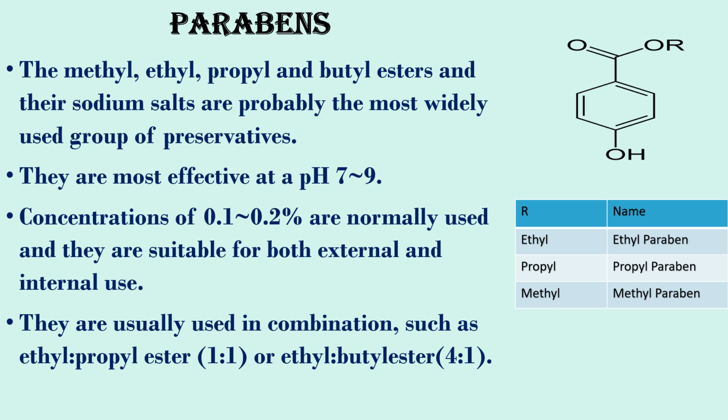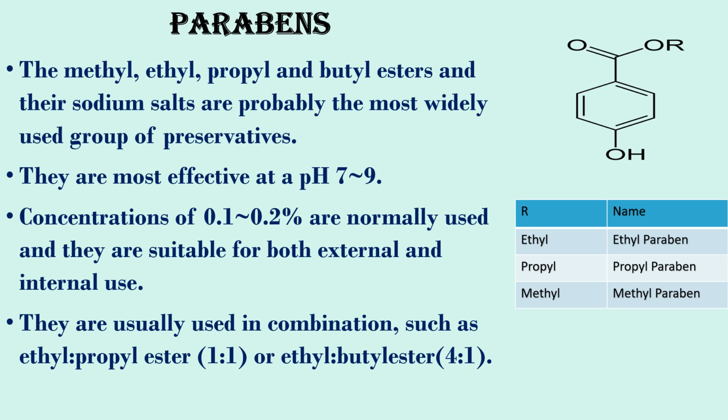So they are nothing but methyl, ethyl and propyl butyl esters of your phenolic 4-hydroxy benzoic acids. Okay, these are some of the examples: methyl, ethyl, propyl. They are effective in a pH of around 7 to 9, and used in a concentration of around 0.1 to 2%.